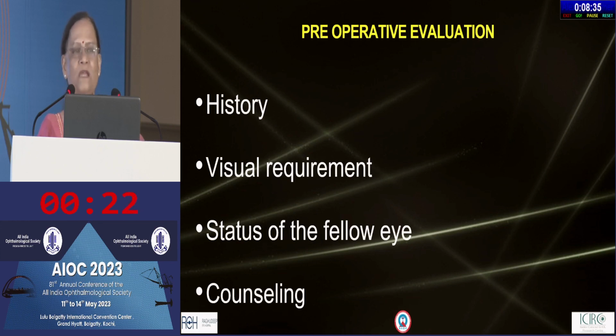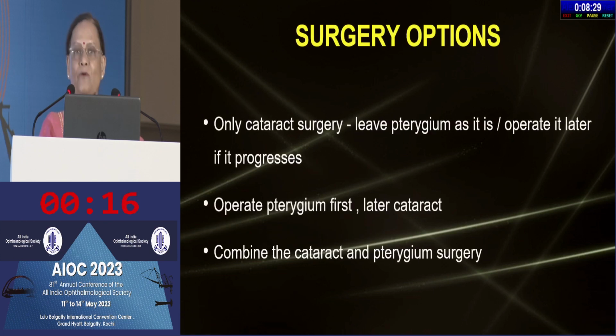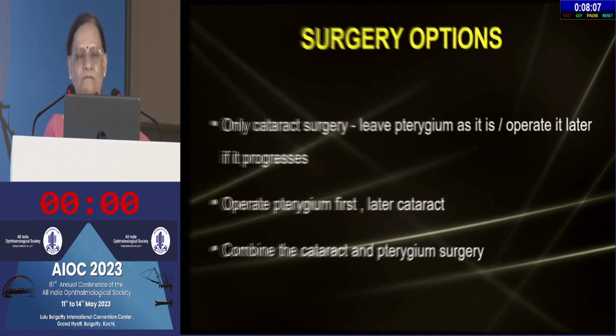And of course, we cannot undermine the importance of good counseling regarding the patient's eye and what we are going to do. So there are three surgical options. One, first we do only the cataract surgery, leave the pterygium as it is, and operate it later if it progresses. Two, do only the pterygium first and at a later stage do the cataract surgery. Or third, combine the cataract and pterygium surgery.